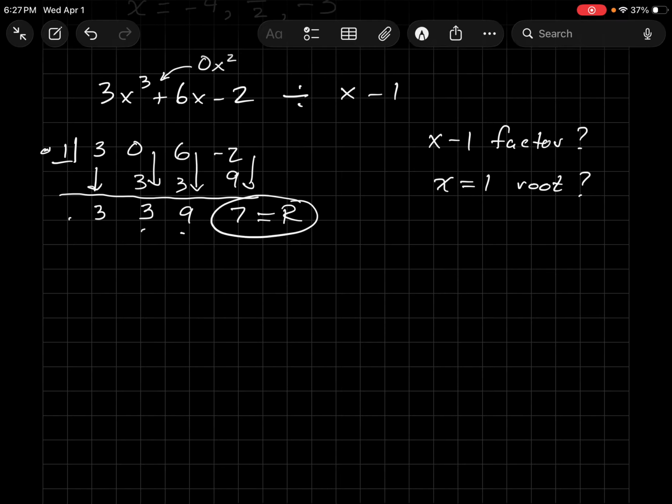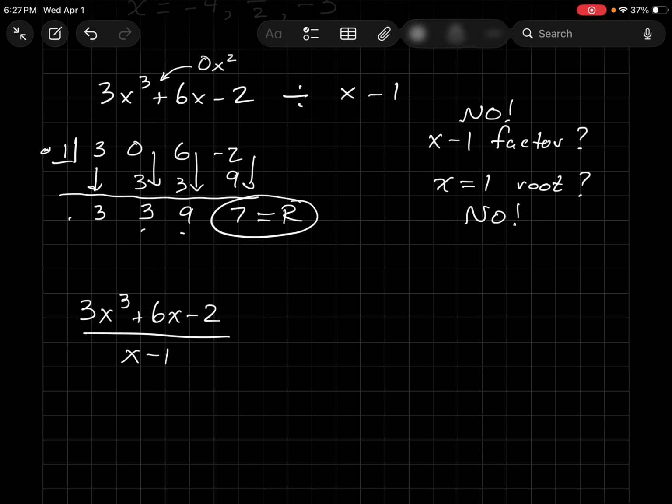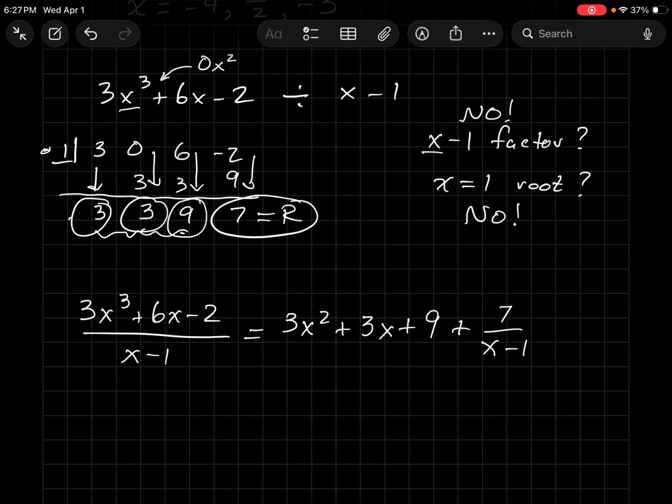That is our remainder. It does not equal 0, so x minus 1 is not a factor. x equals 1 is not a root. But I could still write this. I could write 3x cubed plus 6x minus 2 over x minus 1 equals, let's interpret this here, x cubed divided by x will leave us with an x squared term. So my highest power is x squared, and its coefficient right here is 3. Then my next power, x to the first, coefficient is 3 again. My constant term plus my remainder of 7 over x minus 1.